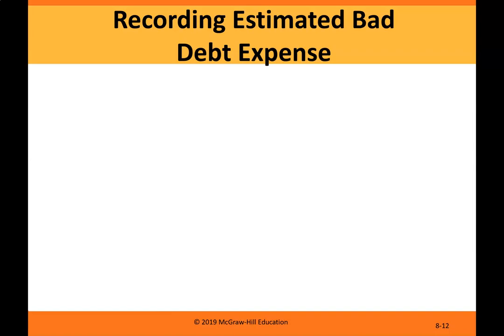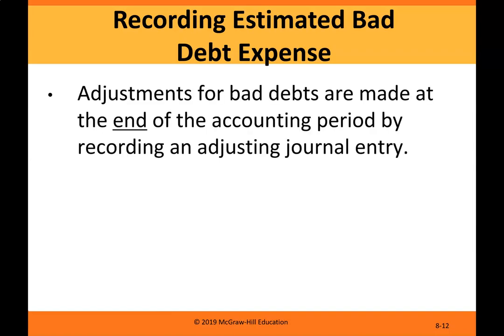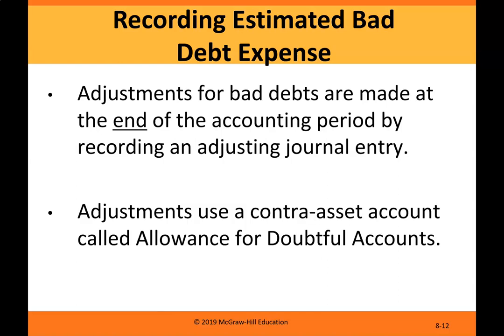Recording estimated bad debt expense. Adjustments for bad debts are made at the end of the accounting period by recording an adjusting journal entry. Adjustments use a contra asset account called allowance for doubtful accounts.